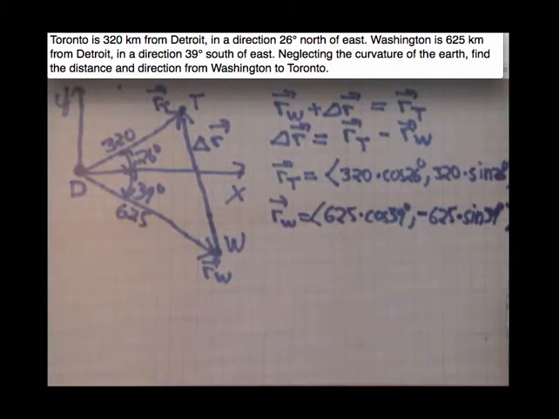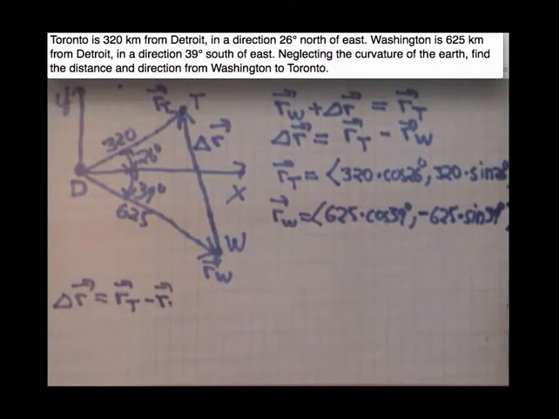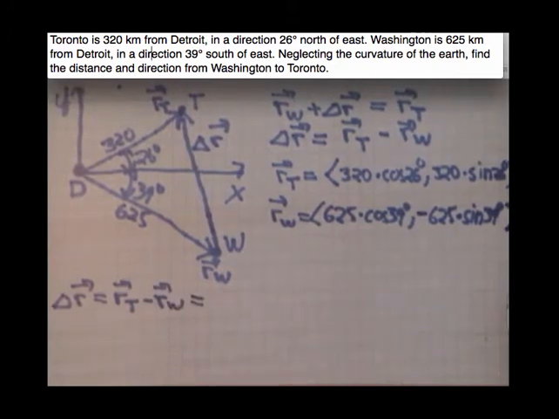Okay, now I'm in a position to calculate the difference between these two vectors. Delta R, remember, is R T minus R W. I did these calculations offline. The x component in Cartesian coordinates, R T has a value of 288, and the y component is 140 kilometers.